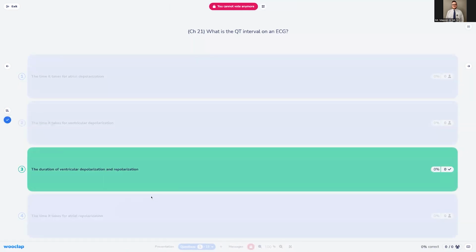If you picked number 3, you're correct. Basically, it's the time it takes for the ventricles to start depolarizing, to start contracting, and then the time it takes for the ventricles to repolarize at the end of the T wave.